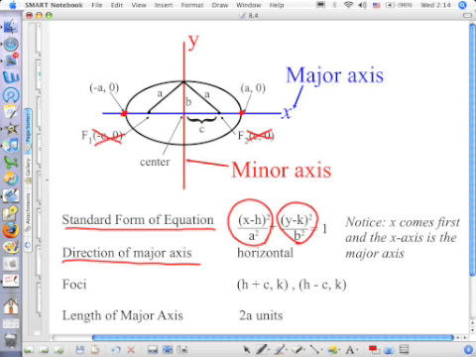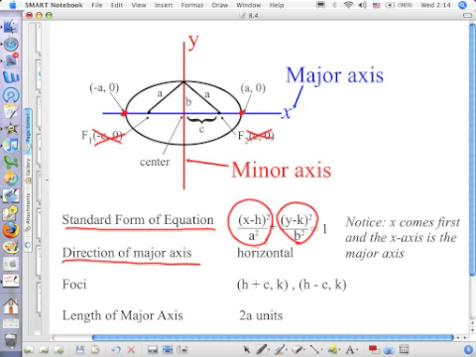So the y-axis was your major axis? Yes, and I'm going to show you that in a second. Okay, but you are exactly correct. So if y comes first, what would the equation look like? I'm going to show you on the next slide, but I want to finish this one first.